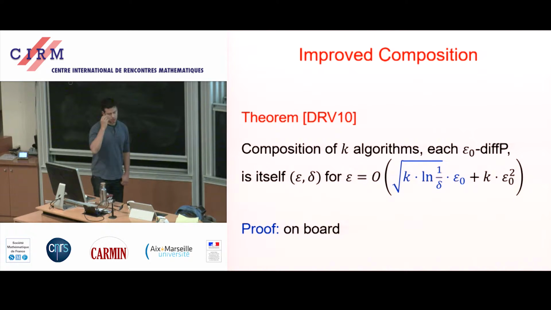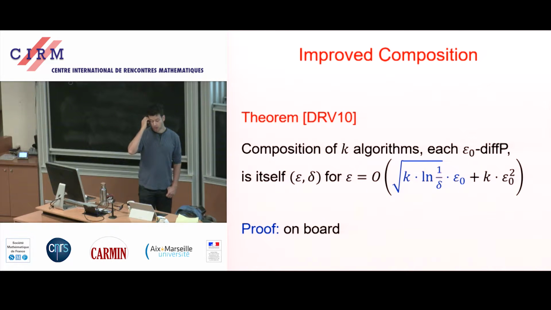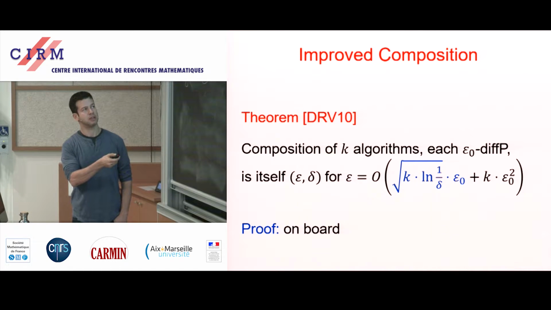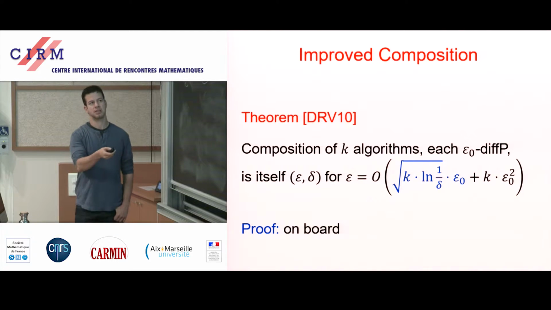So what's the theorem that I want us to show? What we show is that the composition of k algorithms, each of which is epsilon 0 differentially private on its own, is epsilon delta differentially private, where for any delta that you want, the epsilon you can get is something like root k times the log of 1 over delta times epsilon 0 plus k times epsilon 0 squared. I'm focusing on the term root k times epsilon 0, because usually when we're designing algorithms, this can become the dominant term. We take epsilon 0 to be something like 1 over root k, and this becomes the dominant term.